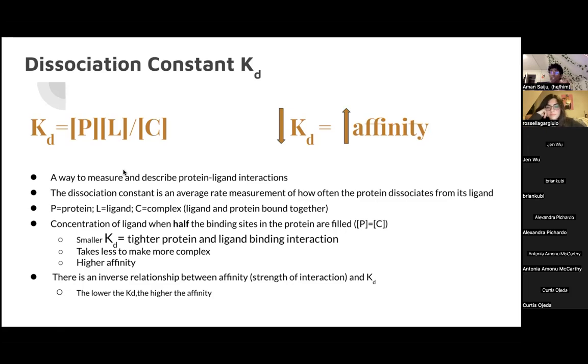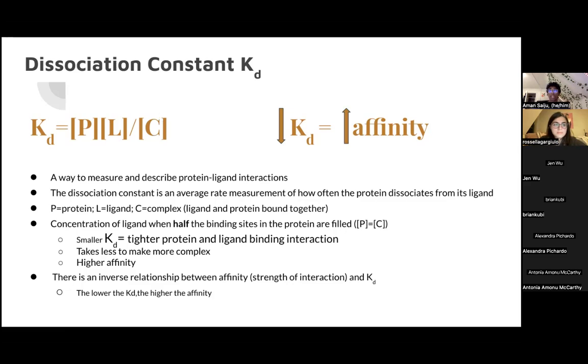There's also something that you might see, especially if you're using Google, called Ka, the association constant, which is basically the inverse and has a direct relationship to affinity. So if Ka goes up, affinity goes up. However, in biochemistry and biology, in the context of this class, we're going to talk about KD. It's a lot more relevant to the scientific nomenclature and the context that we're using. So again, KD goes down, affinity goes up.